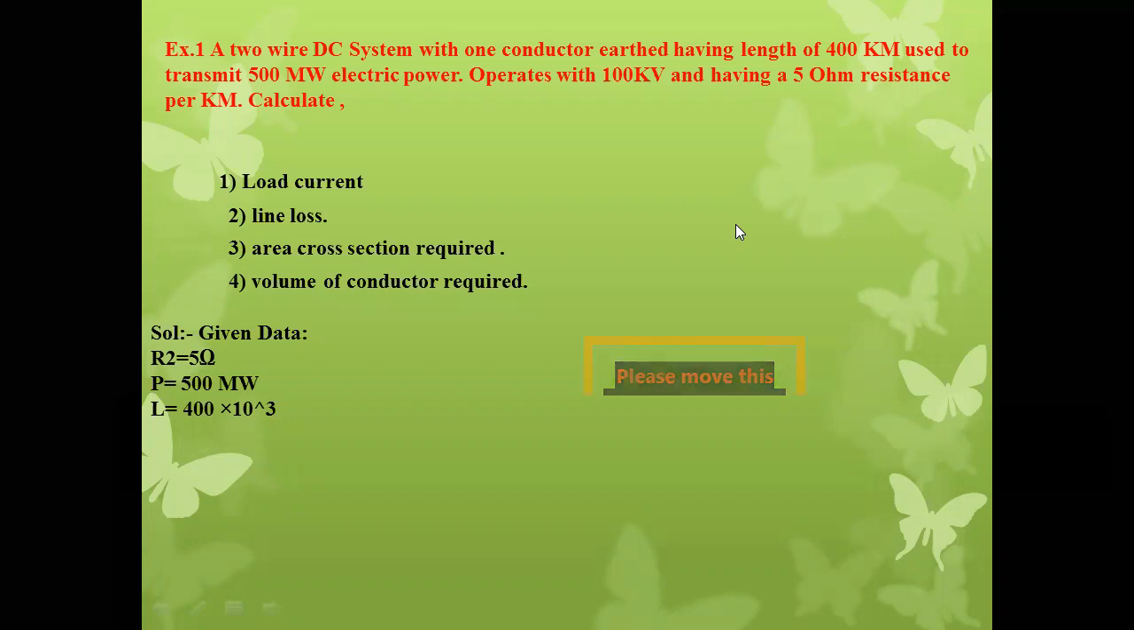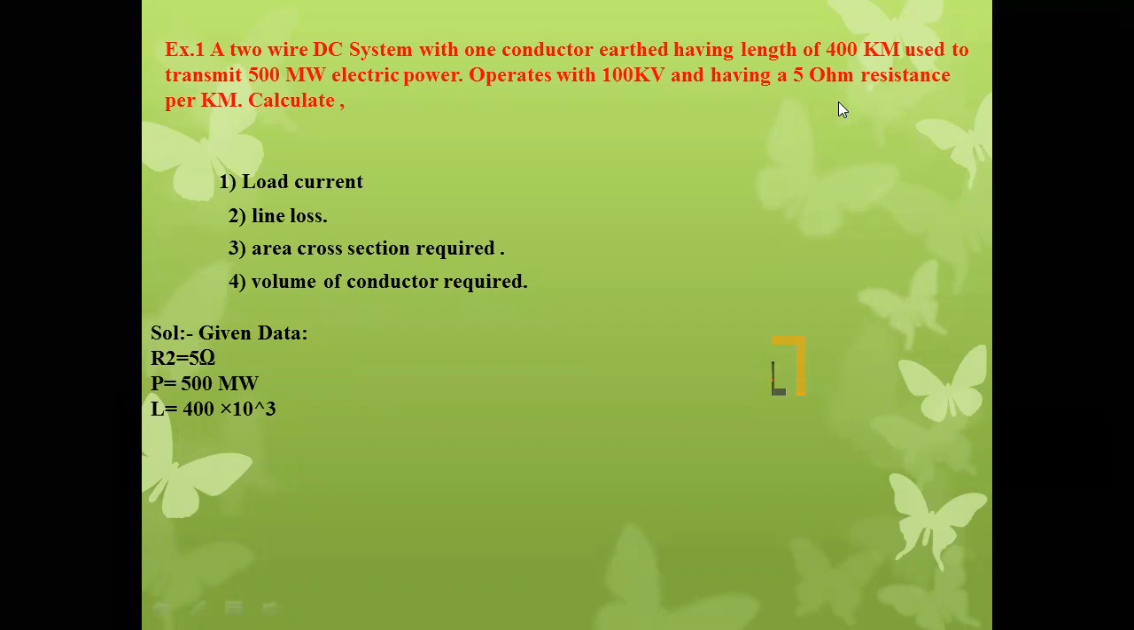Yes, how much load current will be? 500 into 10 to the power of 6 divided by 100 into 10 to the power of 3. How much will it be? I have got two answers: one is 5 ampere and another one is 5000 ampere. So which one is correct? 5000 ampere is the correct value for the current.